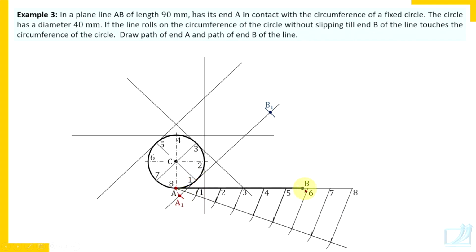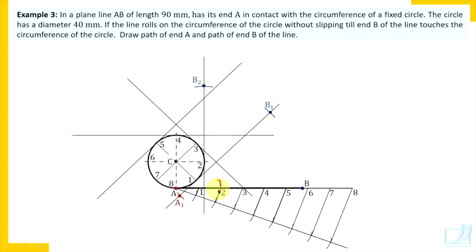Have you realized point B has moved here and point A has moved away from the circumference of the circle, and A1, B1 is the first position of line AB, and here point A and point B are the initial position of line AB. Similarly, second tangent, length 2B on one side and length 2A on the other side. Check here, take length 2B in compass, and from point 2 you will get point B2.